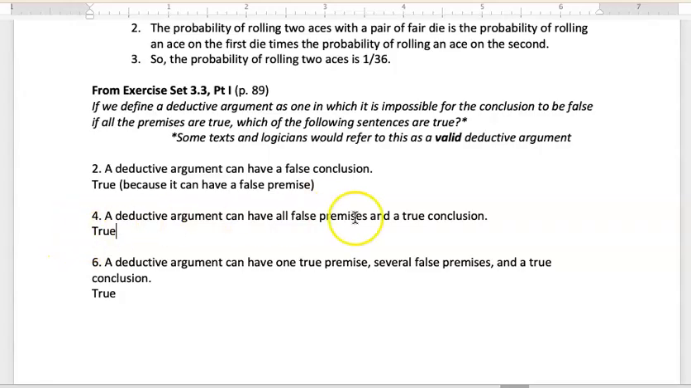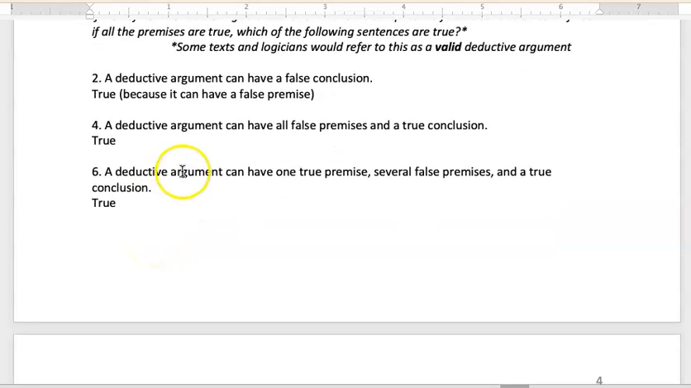Let's see. Yes, when the premises are false, it's like anything can happen. There's no rules. It's just if the premises are true, the conclusion has to be true. That's the rule. And so if there's false premises, you might have a true conclusion. So that's also true. A deductive argument can have one true premise. Again, we're still not talking about all true premises. So you can see where this is going. It could have one true premise, but also several false premises and a true conclusion. Sure, that can happen. The only rule is that if the premises are true, the conclusion has to be true, if all the premises are true.